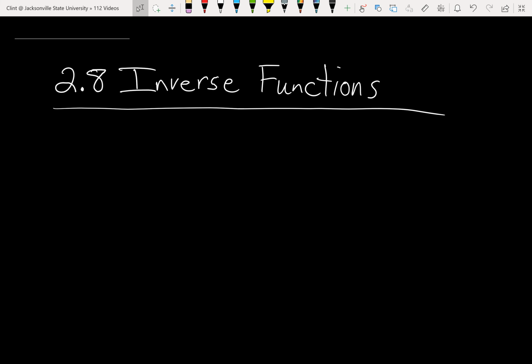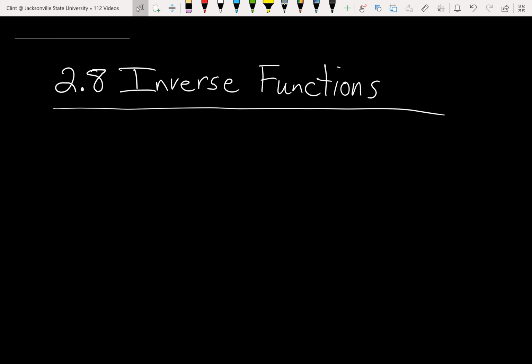Okay, in section 2.8, I know we're a little out of order here, but I think this is a good time to do this section. In 2.8, we're talking about inverse functions. Inverse functions are functions that undo each other, or you could think about them like they cancel each other out. If we have a situation like that, then we call those two functions inverses of each other.